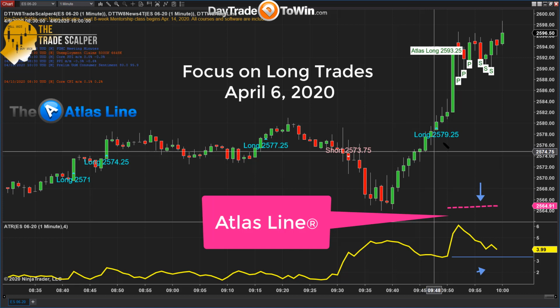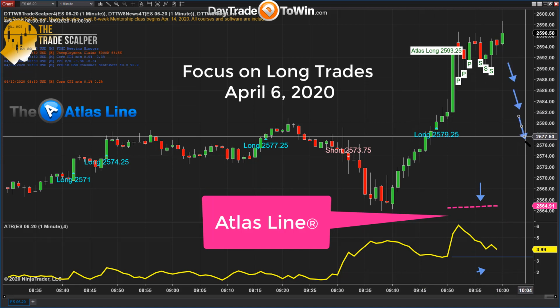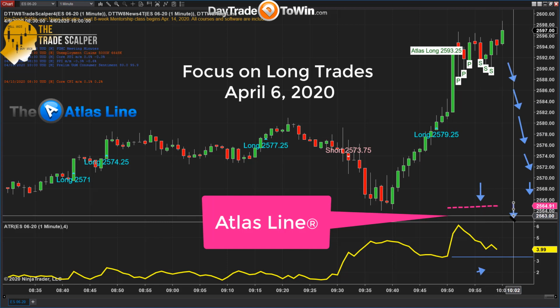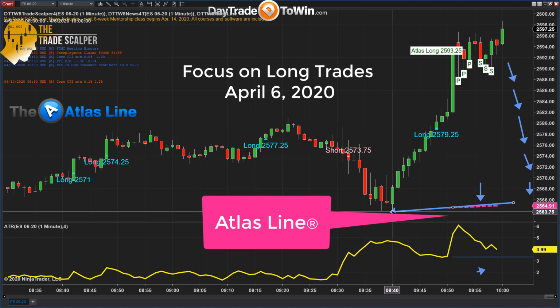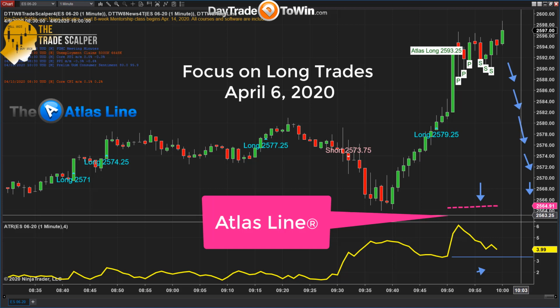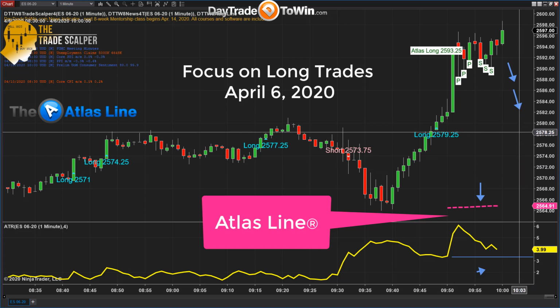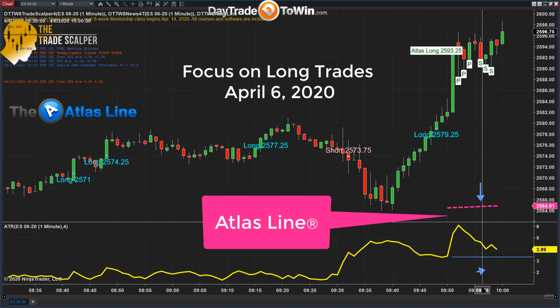If things change and we see the market starting to go down and down and down, once it crosses back down below the Atlas line, which is actually below this lowest low here, you're going to start seeing more short trades. So we are focusing on long trades at the moment.